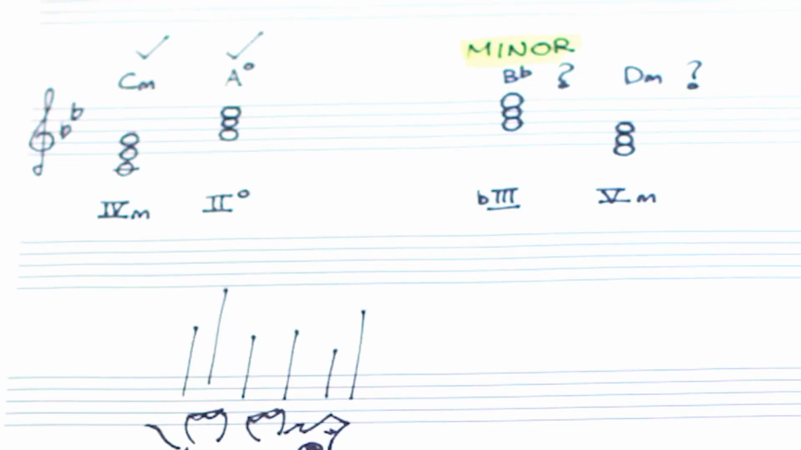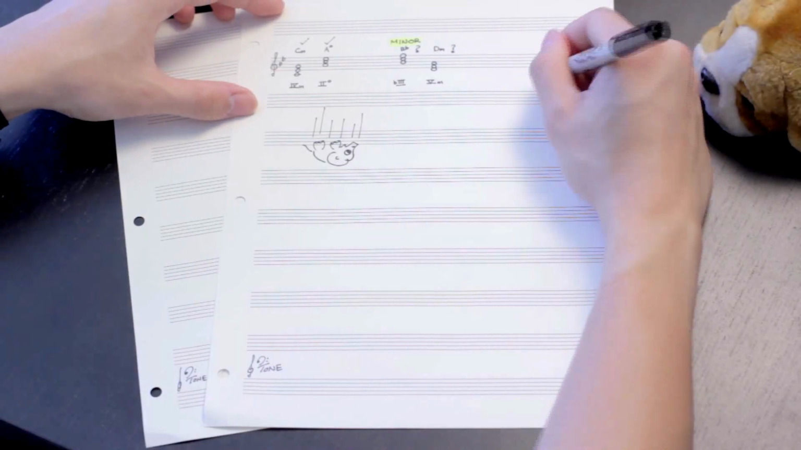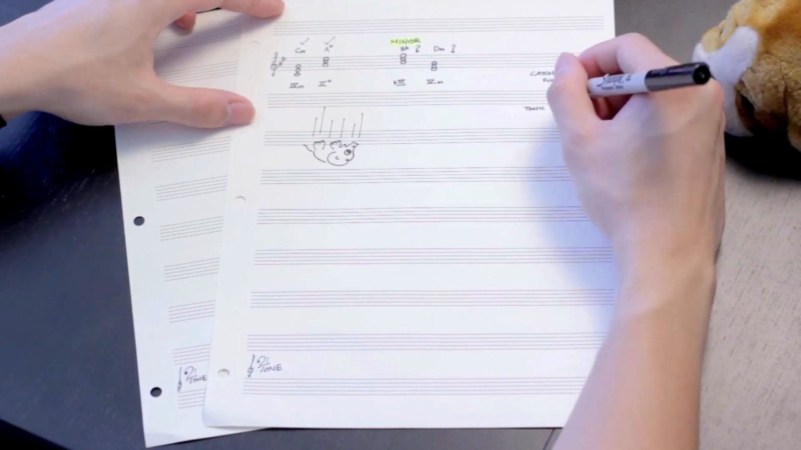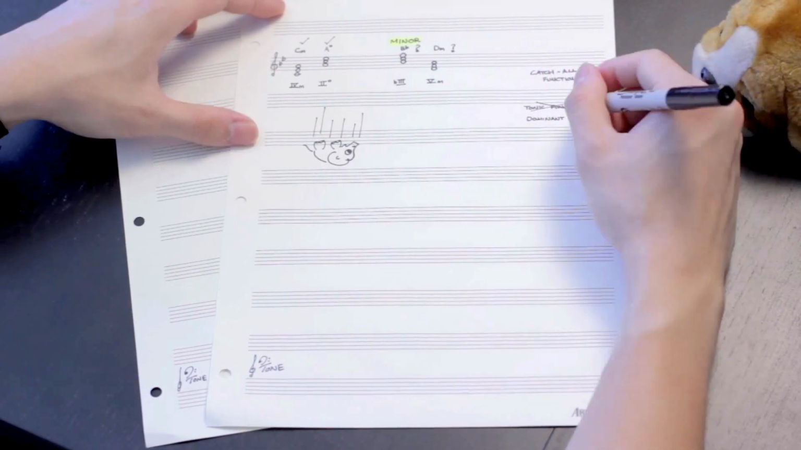In this sense, subdominant can be thought of as a catch-all function that describes anything too distant to be tonic, but not directional enough to be dominant.